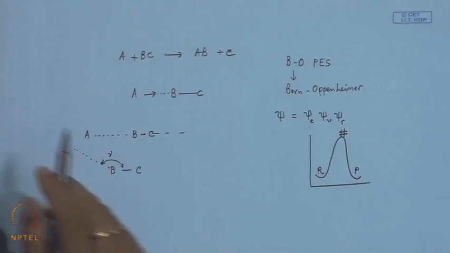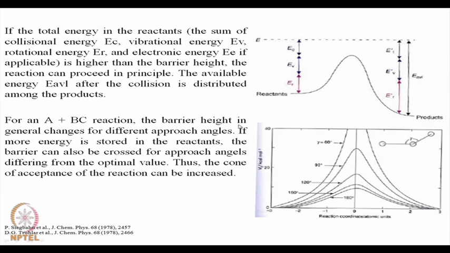For an A plus BC reaction, the barrier height in general changes for different approach angles, and if more energy is stored in the reactant, the barrier can also be crossed for approach angles differing from the optimal value. And there is a cone of acceptance of the reaction that can be increased. It means if the energy stored in the reactant is more, then other angles are possibly acceptable.